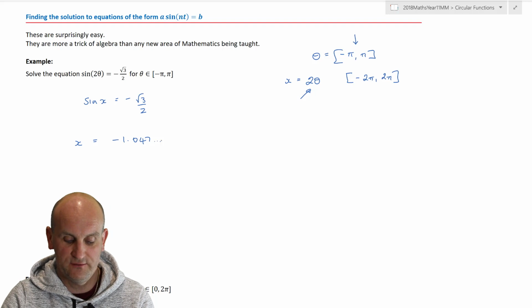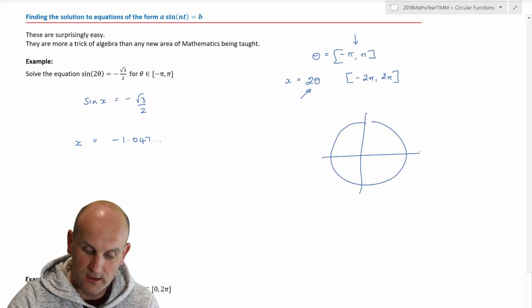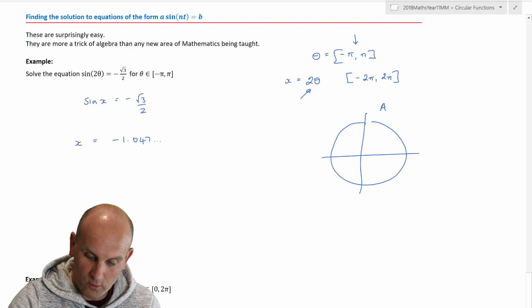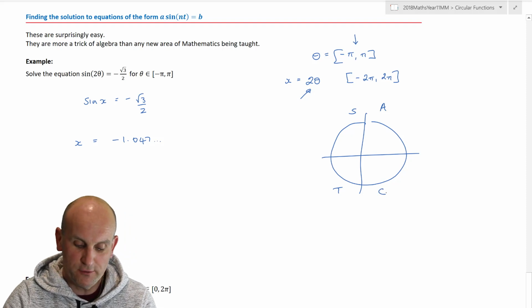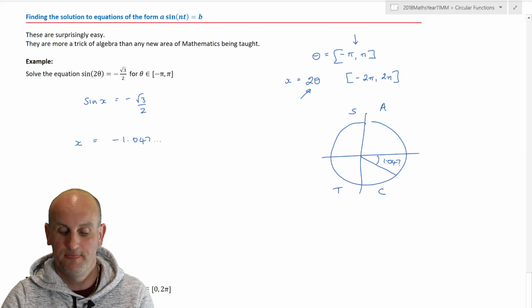How do I get to my next value? Well, I'm going to draw my unit circle. Here's my unit circle. I've got x is minus pi on 3, so minus 1.047. Minus root 3 on 2 is down here, so that value there is 1.047.